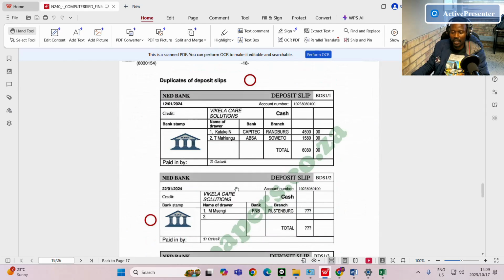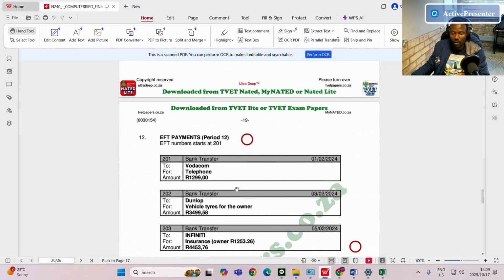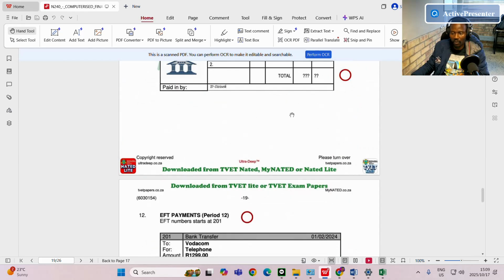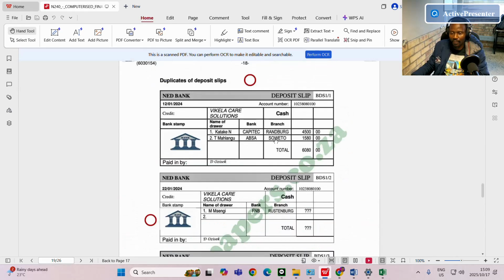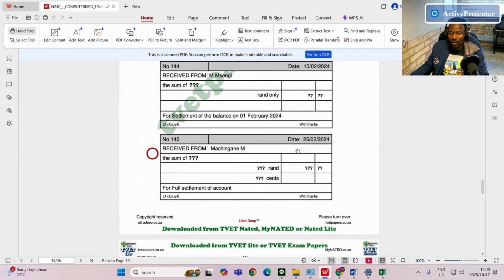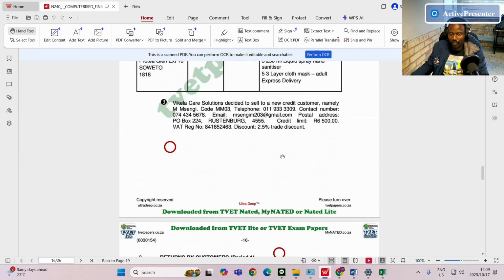Okay, so basically I do not have the invoices, especially when we are making payments to suppliers or when we are actually receiving money from customers. So I'll generate those invoices as we come across such transactions. So for now, I'll just head straight to the cash book.